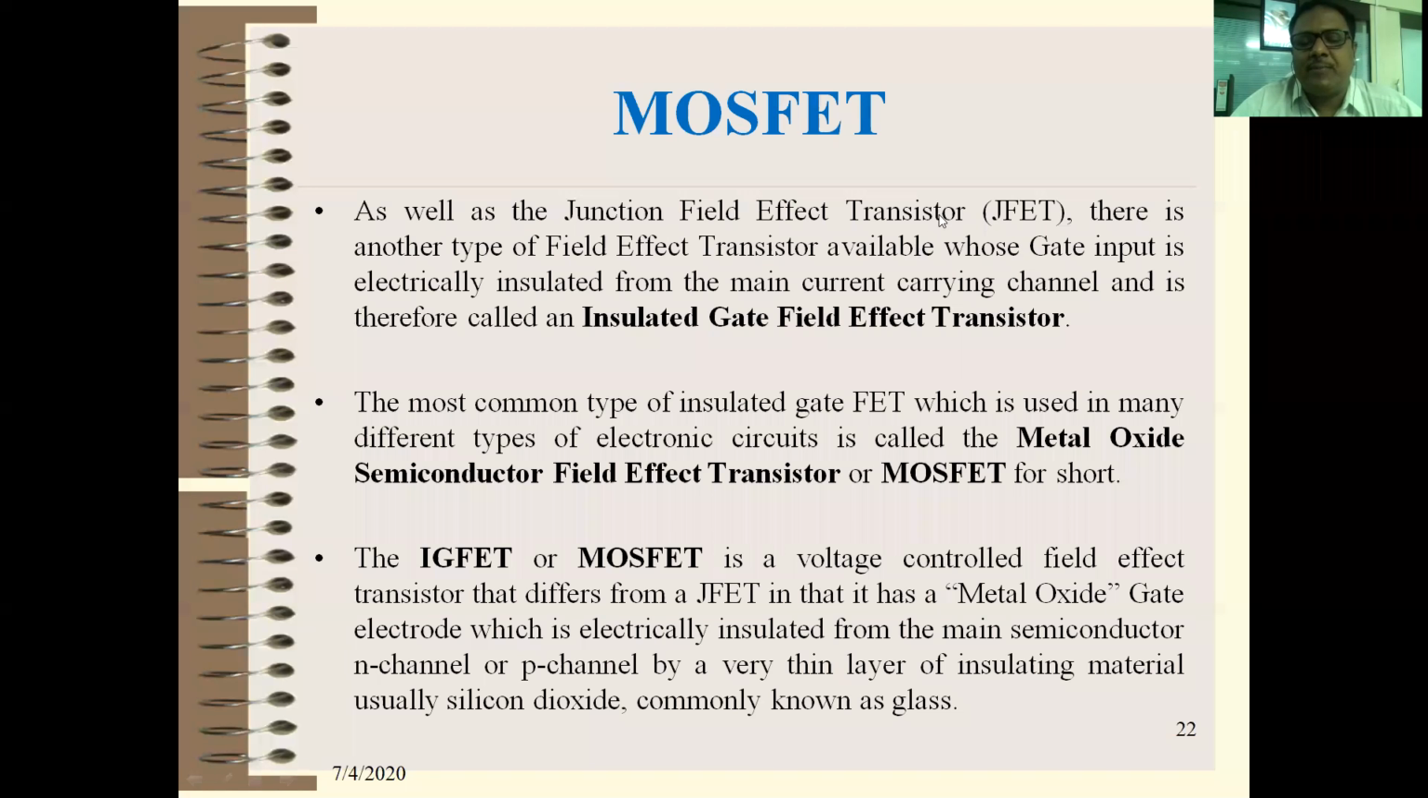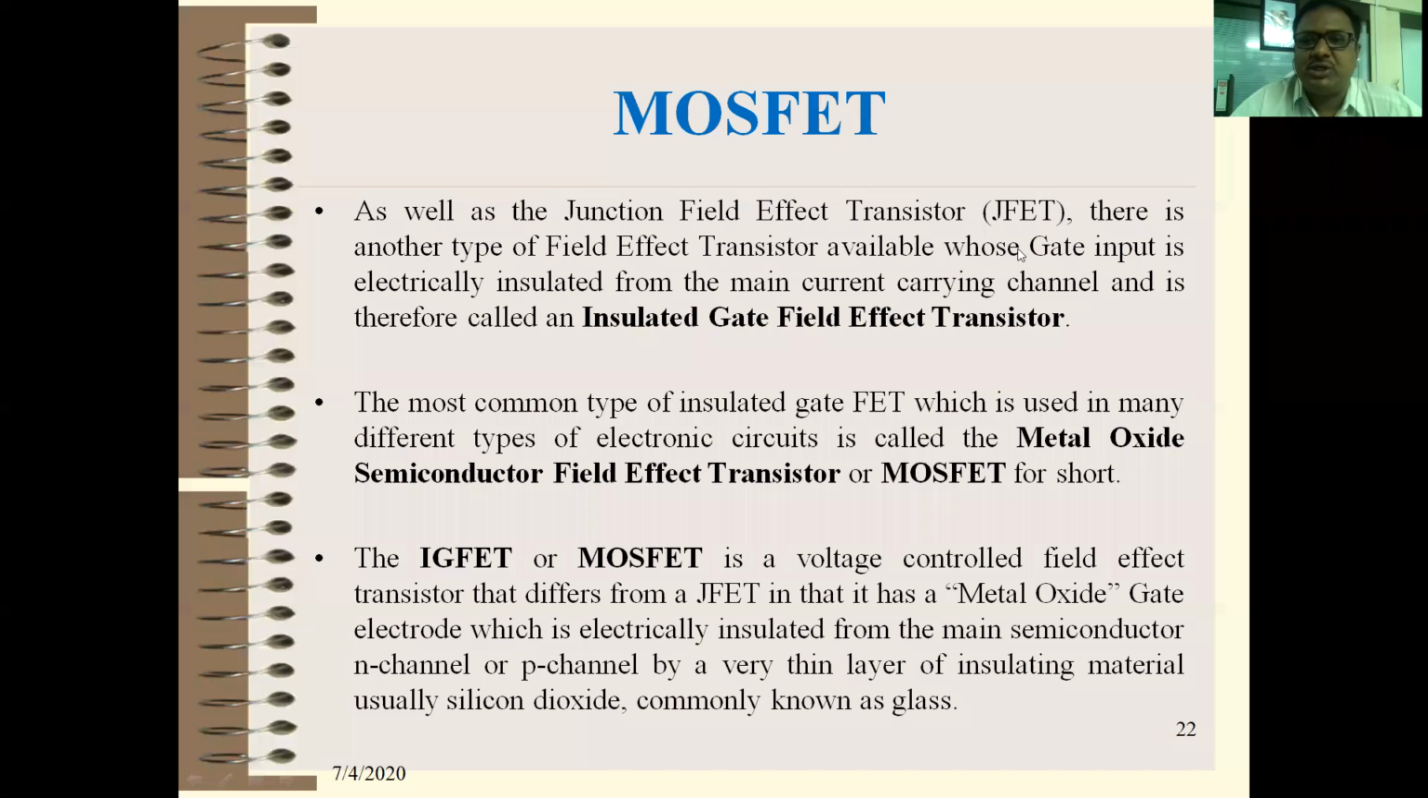And in unipolar devices like FET, the current conduction through the device is due to only majority charge carriers. That is the one difference. Then a BJT, basically BJT is a current control device.